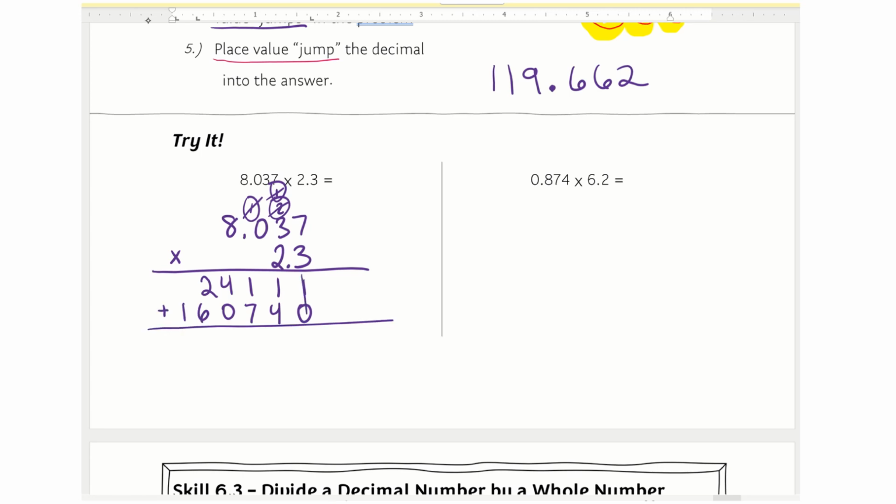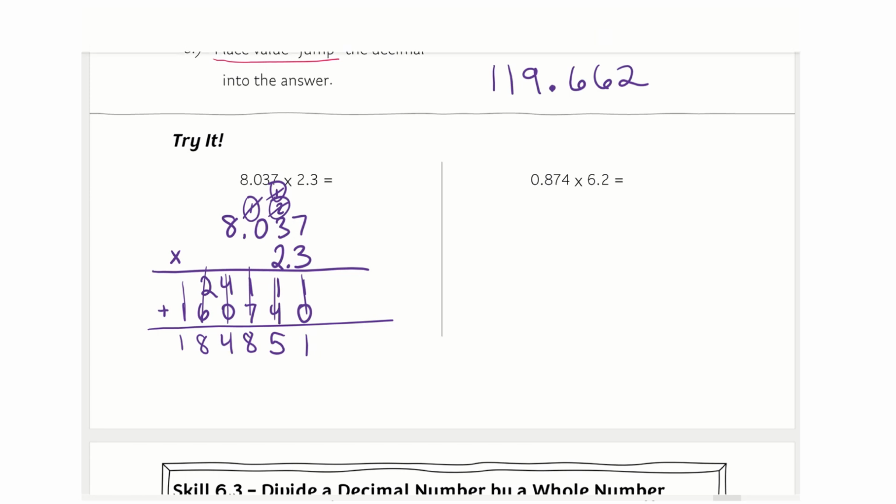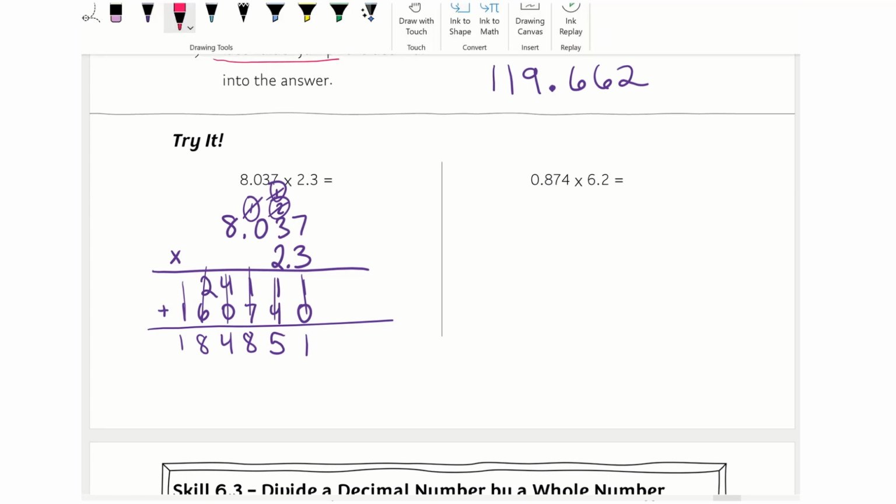Let's add it up. 1, 5, 8, 4, 8, 1. So I've added up all the pieces. My final step is to figure out where that decimal point goes.